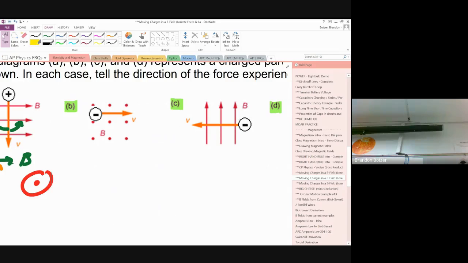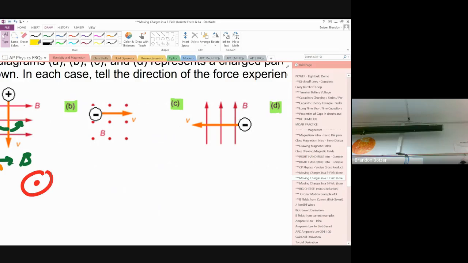Play it again. Velocity is going to the right. B field's coming out of the board. Notice how I stuck them together at the base where they both start? What direction does this velocity have to go to hit the B? Well, it's got to go like this. So it's got to close on that. That means my thumb's going to go down.